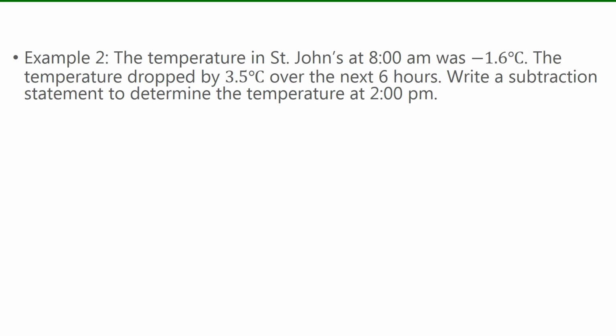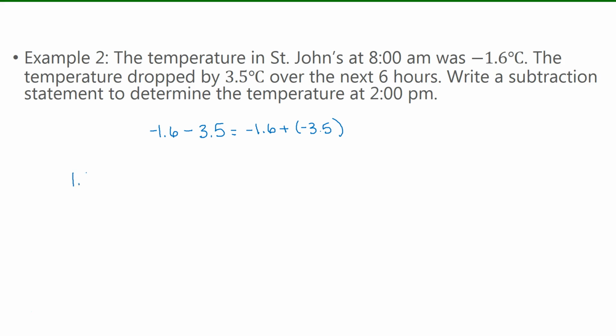Now, if I start at 8 a.m., 6 hours later will bring us up to 2 p.m. I'm going to write down my initial temperature of -1.6 degrees. Now, since the temperature dropped, I'm going to minus 3.5 degrees. Now I'm going to add the opposite, -1.6 plus -3.5. And when we add two negatives, we add the two numbers together and then just make our answer negative.